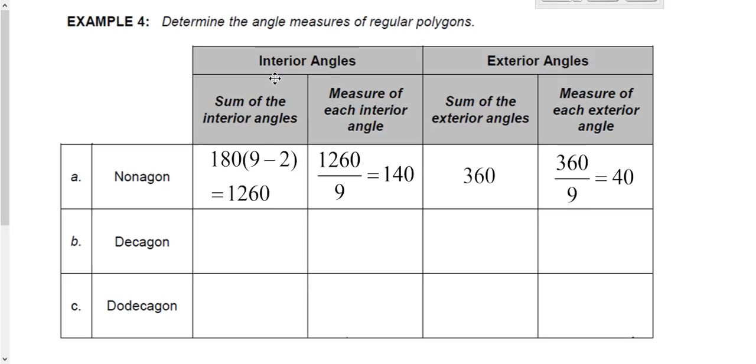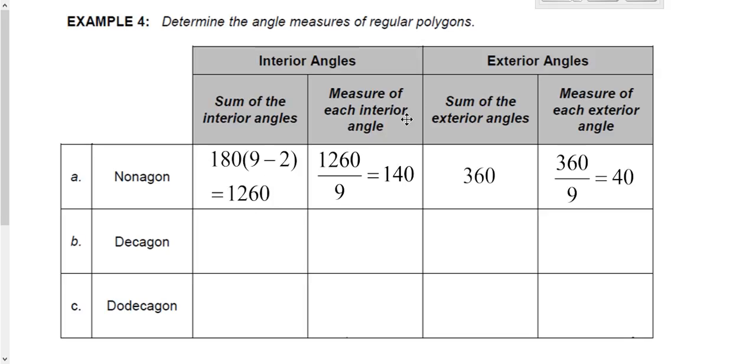Now we're going to combine the two lessons. You can see at the top of this chart we have interior angles and exterior angles. We saw before the formula for interior: the sum of the interior angles equals 180 times how many sides? A nonagon has 9 sides. 9 minus 2, we subtract 2 from the number of sides and multiply it times 180. And we get 1260 degrees for adding them all up, the sum of all of them.